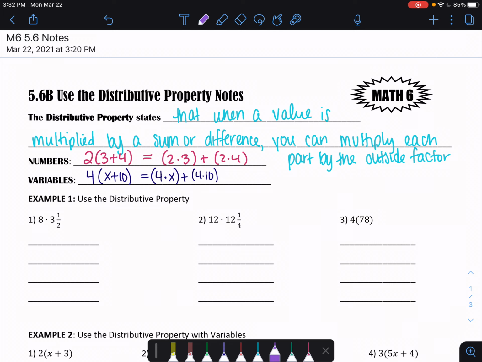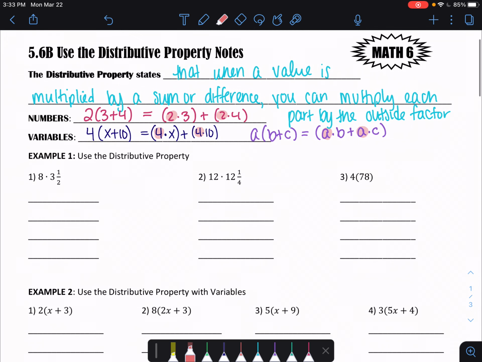I can also show this completely with variables. So if I did a times b plus c, this would be the same as a times b plus a times c. And again, it's just that first number is repeated in my multiplication. So I'm distributing the number on the outside to the terms on the inside.